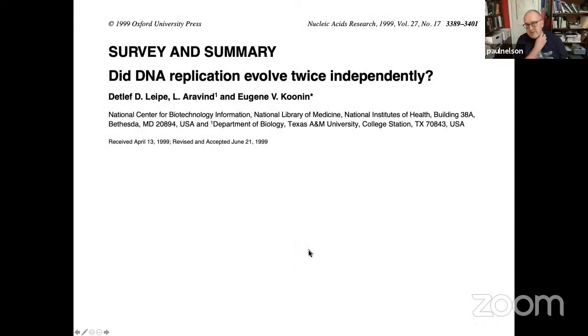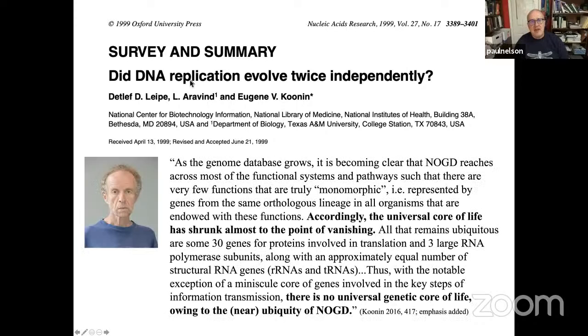So one of the things that led Koonin to this conclusion is his study of the DNA replication apparatus in different groups, where he said it looks like DNA replication, the proteins involved in this process arose twice independently because of the lack of homology between that machinery in bacteria and the machinery conveying the same function in archaea and eukarya, but the proteins are not homologous. The genes are not homologous.